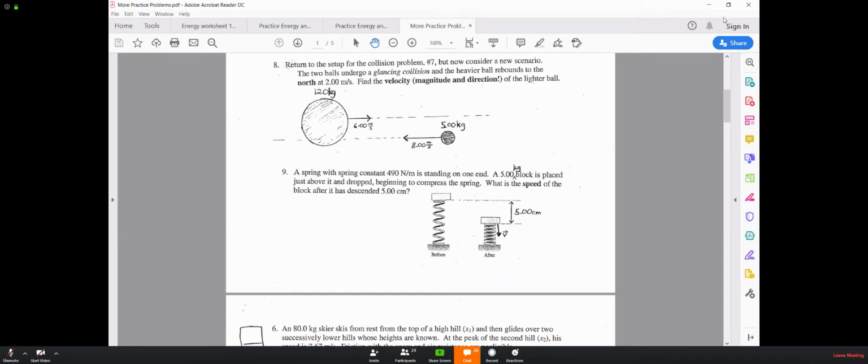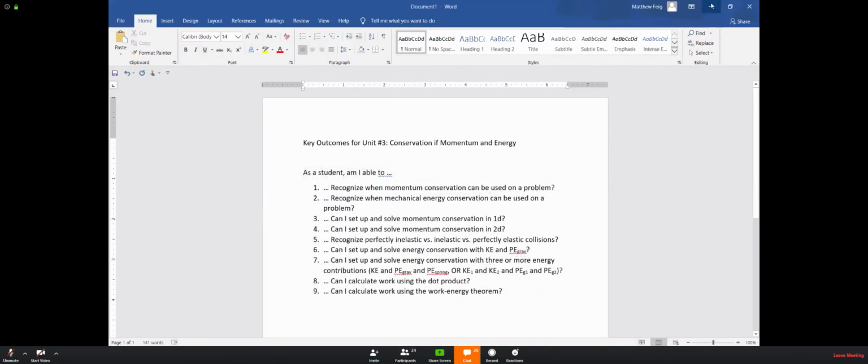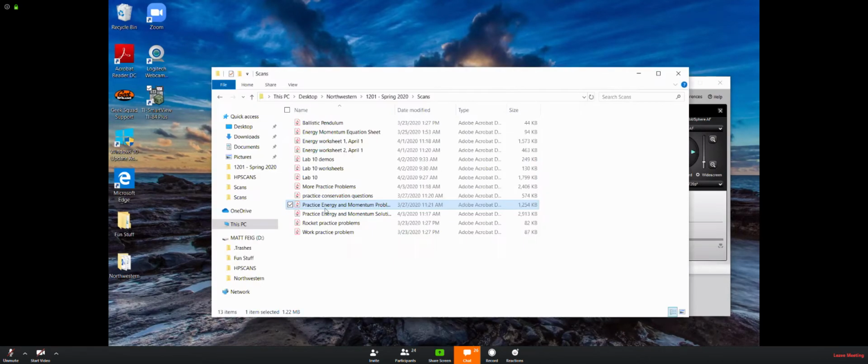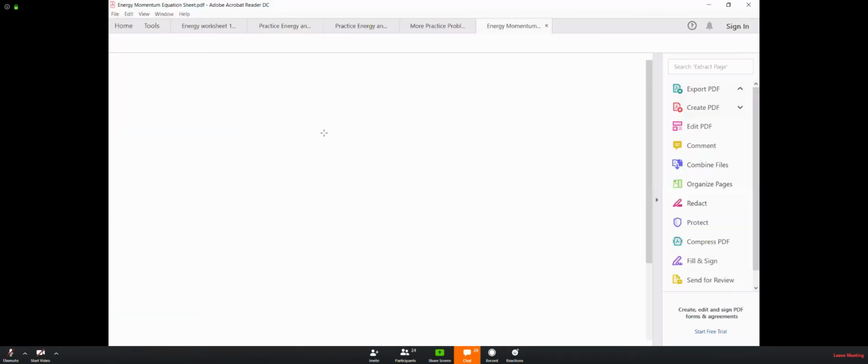Well, whoop. Oh, so many windows. Just a second. Oh, this is what I called it, energy momentum equation sheet.